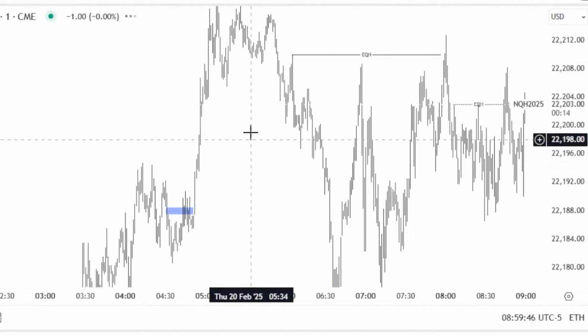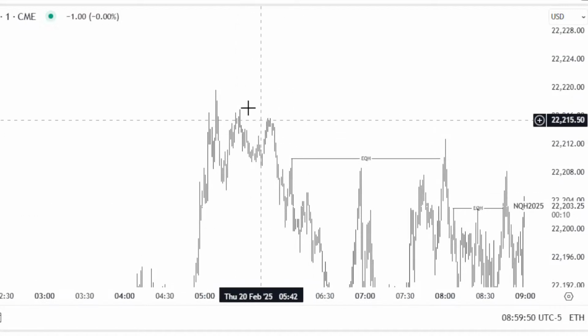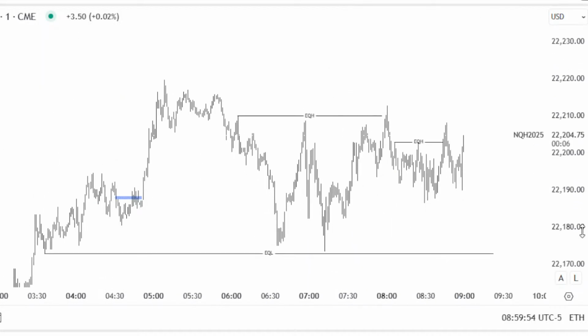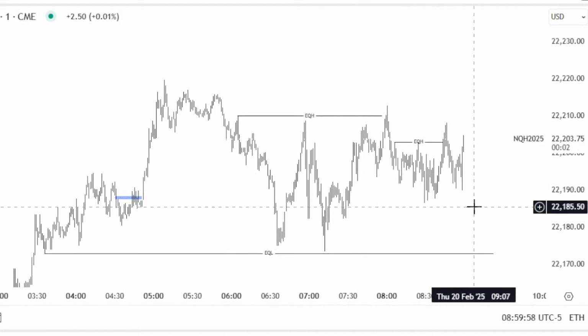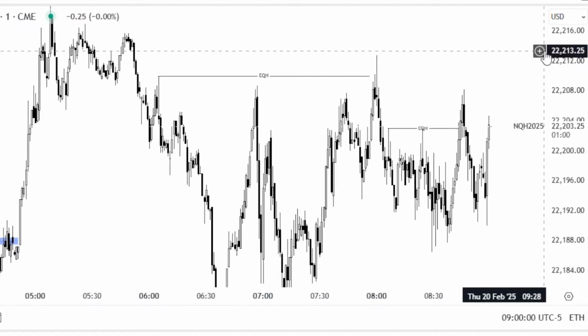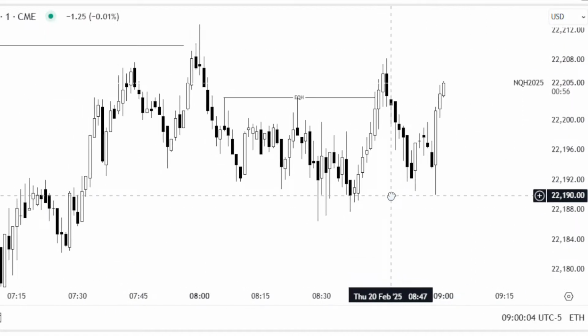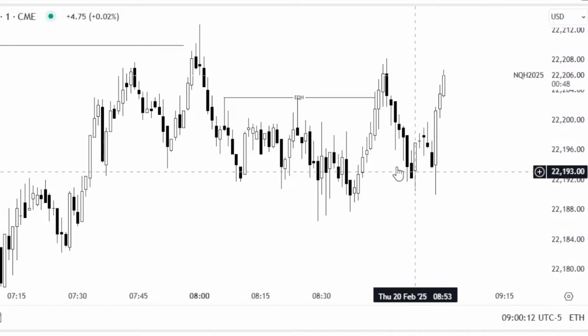I don't have any liquidity above. I mean, that's liquidity there, but alright, so I'm not taking anything right now, so we're just gonna have to sit and wait and see when market actually opens a bit later.